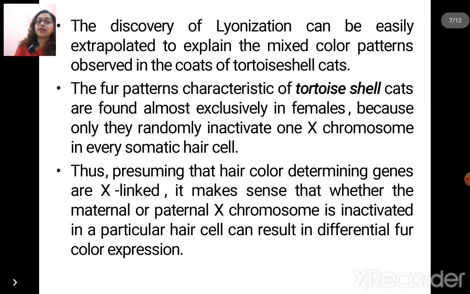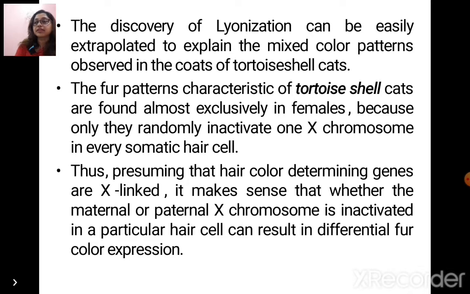The discovery of lyonization can be easily extrapolated to explain the mixed color patterns observed in the coat of tortoiseshell cats, the calico cats. The fur patterns characteristic of these cats are found almost exclusively in females because only they randomly inactivate one X in every somatic hair cell.